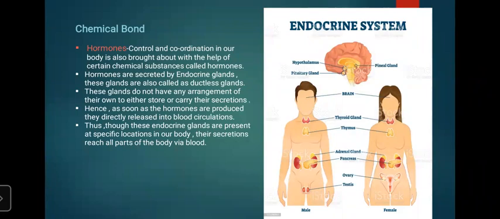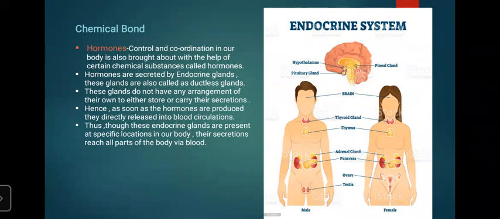So endocrine glands along with the nervous system are responsible for the control and coordination in our body. These two systems help each other to control and integrate the various activities of the body. A marked difference between these two systems is that nerve impulses are fast but shorter lived, whereas the action of hormones is slower but long lasting.